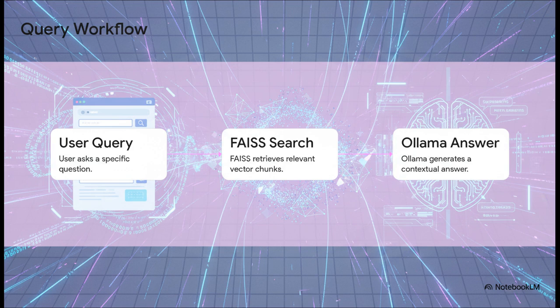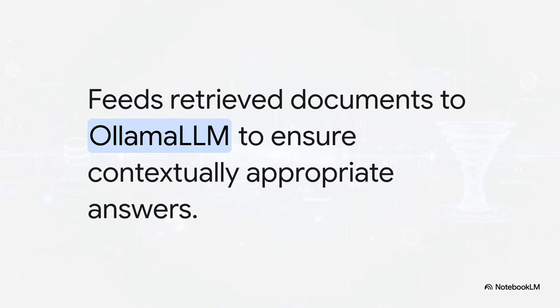Finally, step 3, those specific chunks are passed right along to the Ollama language model, which acts as the system's brain, generating a highly helpful and perfectly contextual answer for the user. And this brilliantly illustrates exactly where the augmented generation part of RAG actually happens. LangChain's retrieval QA chain feeds the retrieved documents specifically to the Ollama LLM. We're using Llama version 3 8B in this case, to ensure contextually appropriate answers.